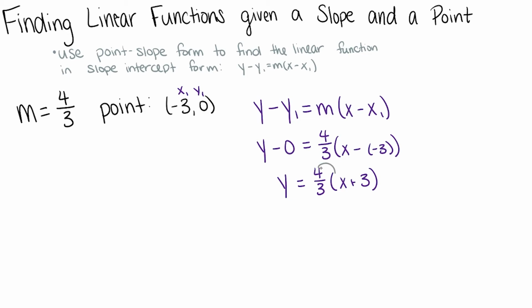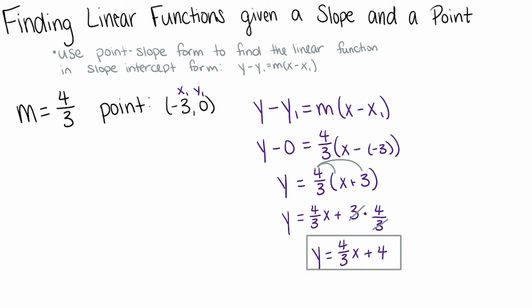Let's distribute our 4 over 3 to our x and to our 3. 4 over 3 times x is just 4 over 3x, but 4 over 3 times 3 is going to be 4, because when we multiply our fractions, we can cross-cancel anything that is the same. So since we have a 3 on the bottom and a 3 on top, we can cancel this, and we're just left with 4. So our final function in slope-intercept form is y equals 4/3 x plus 4.